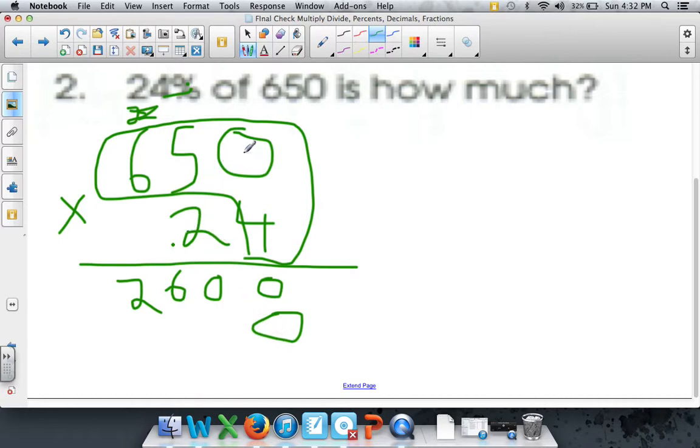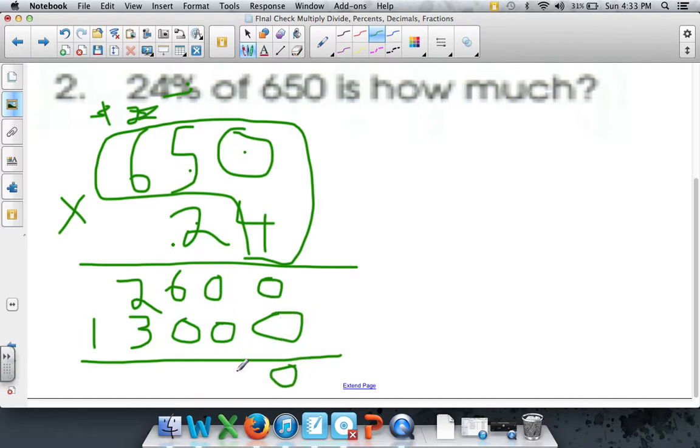2 times 0 is 0. 2 times 5 is 10, but you've got to carry the 1. 2 times 6 is 12, plus the 1. So 12 plus 1 is 13. Now we add it all up. 0 plus 0, ha, 0. 0 plus 0, ha, 0. 6 plus 0, ha, 6. 2 plus 3, come on, it's easy. 5. 1 by itself, still 1.